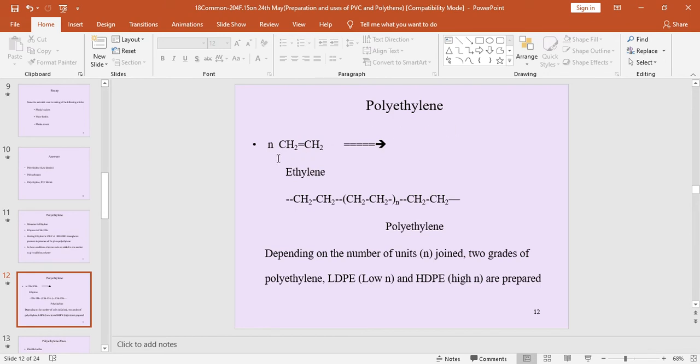Polythene means n CH2=CH2 giving the polymer, with n in brackets, (CH2-CH2)n. So it is the polythene formula. Polythene is classified as LDPE and also HDPE.